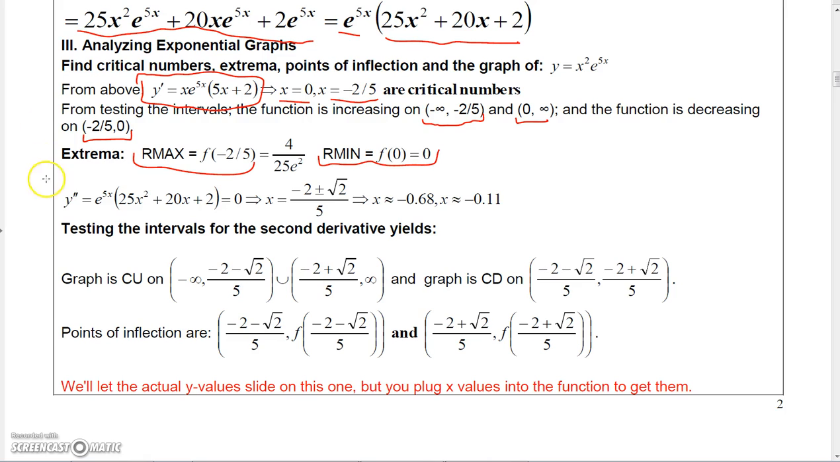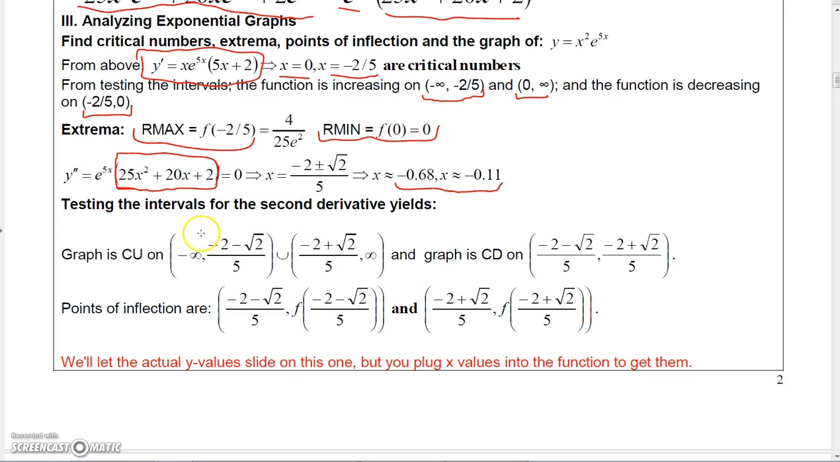Now, in the second derivative test, you actually have to set this equal to 0, and if you solve it using the quadratic formula, then you get x equals negative 2 plus or minus the square root of 2, all over 5, which is about negative 0.7 and negative 0.1. And then if you test the intervals for that, you'll see that it's concave up from negative infinity to negative 2 minus square root of 2 over 5, and negative 2 plus square root of 2 over 5 to infinity, and then concave down between those two expressions.